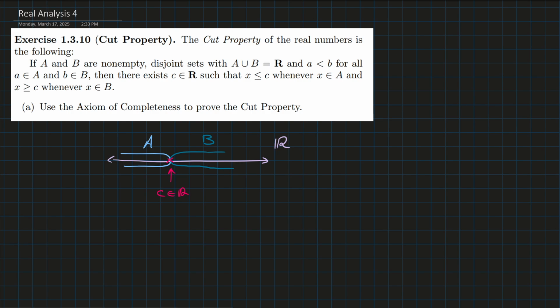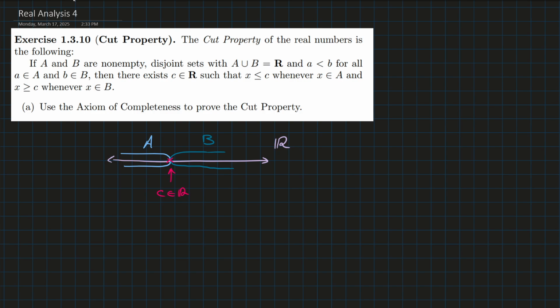Taking a look at this, the axiom of completeness tells us that there is a supremum for every non-empty set that's bounded above, and it also tells us from our last video that there is an infimum for every non-empty set that is bounded below. Let me just make that clear. Axiom of completeness: every non-empty set that's bounded above has a supremum. Every non-empty set that's bounded below has an infimum.